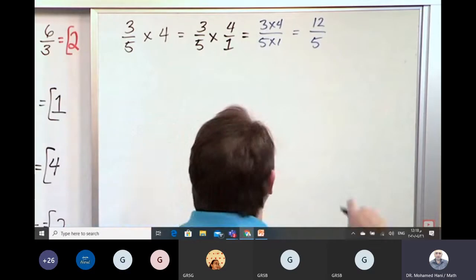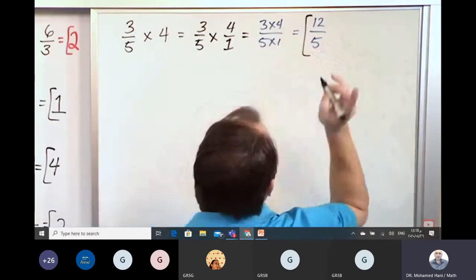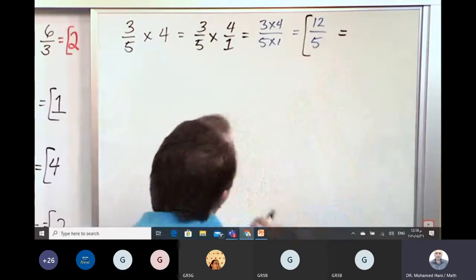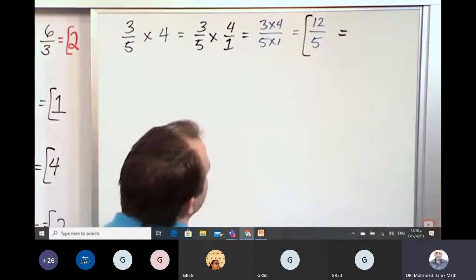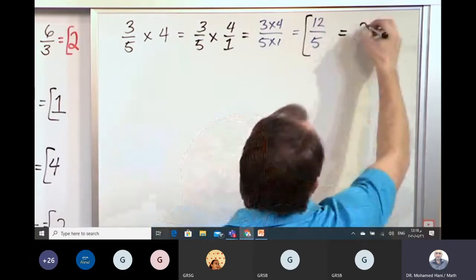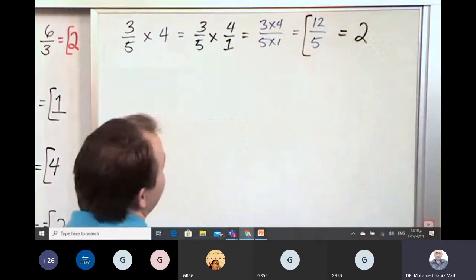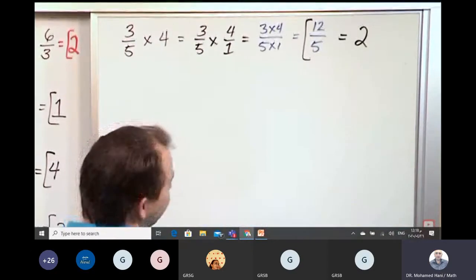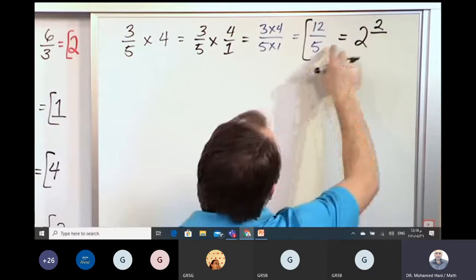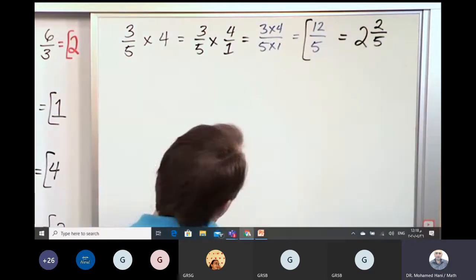So basically, you could circle this as the answer, but then we also realize that this is an improper fraction. All right, and we can always convert improper fractions to mixed numbers. How many times will 5 go into 12? Well, it'll go 2 times because 5 times 2 is 10. Now, the difference between 12 and 10 is only 2, so that's the remainder, and we put it over the denominator, which is 5.